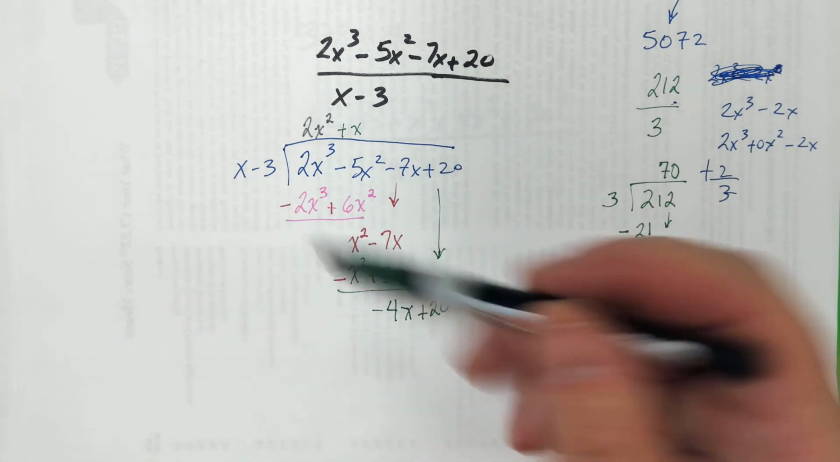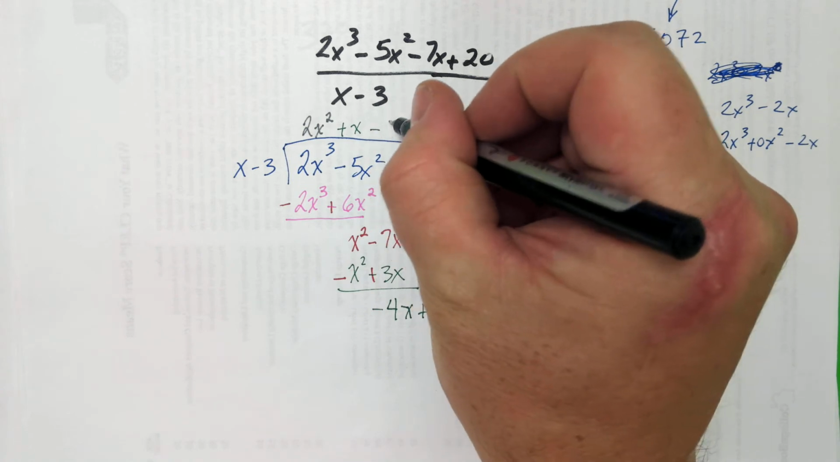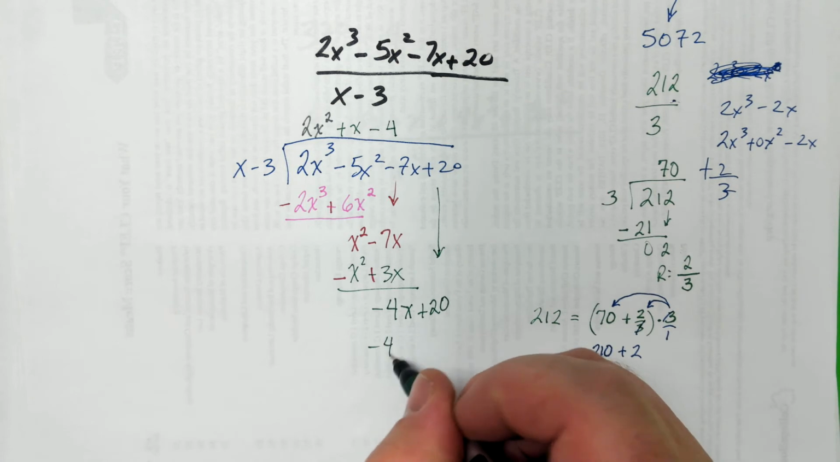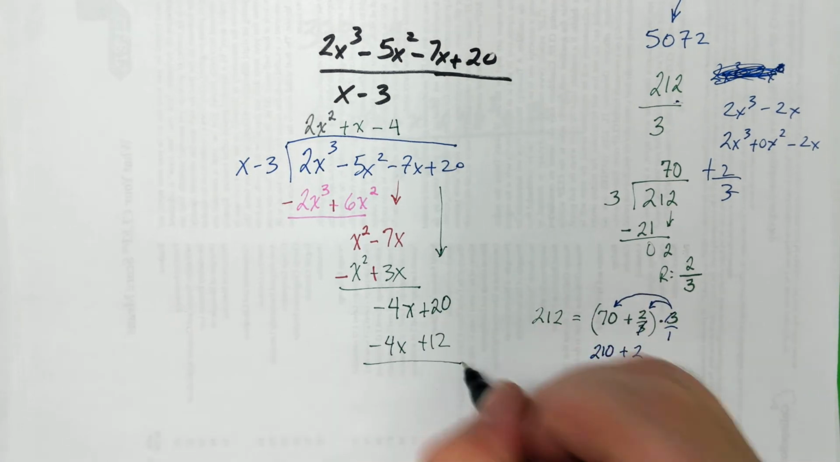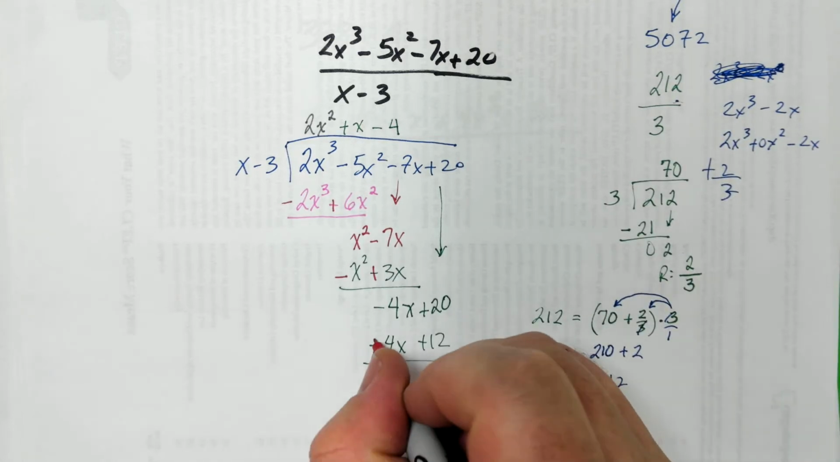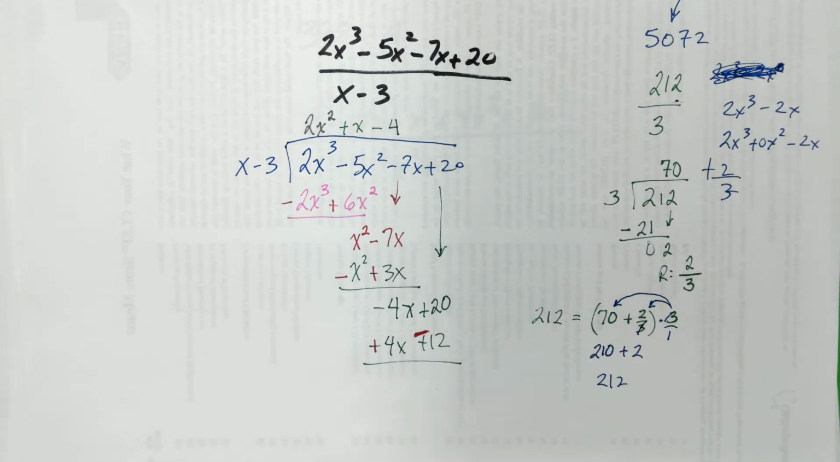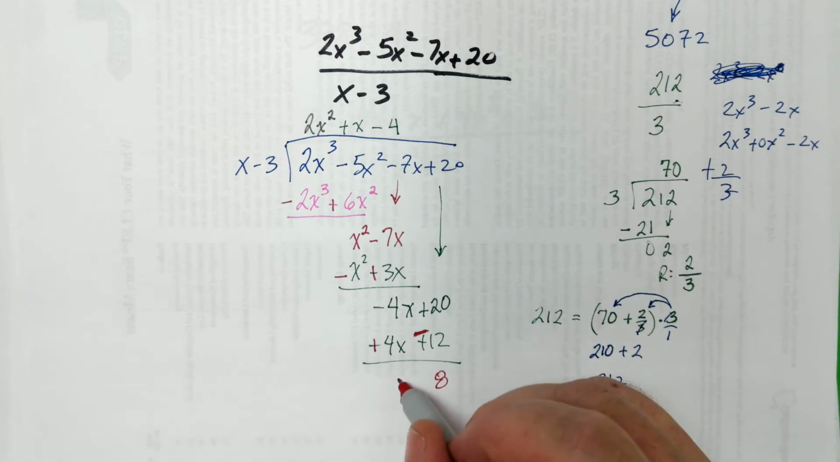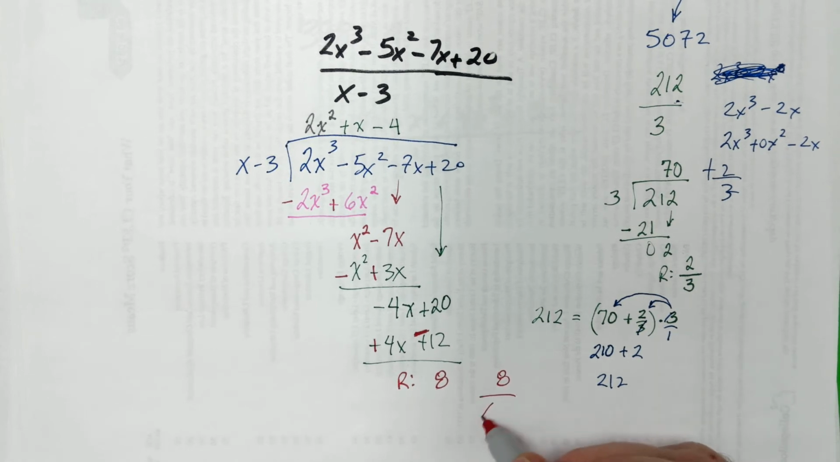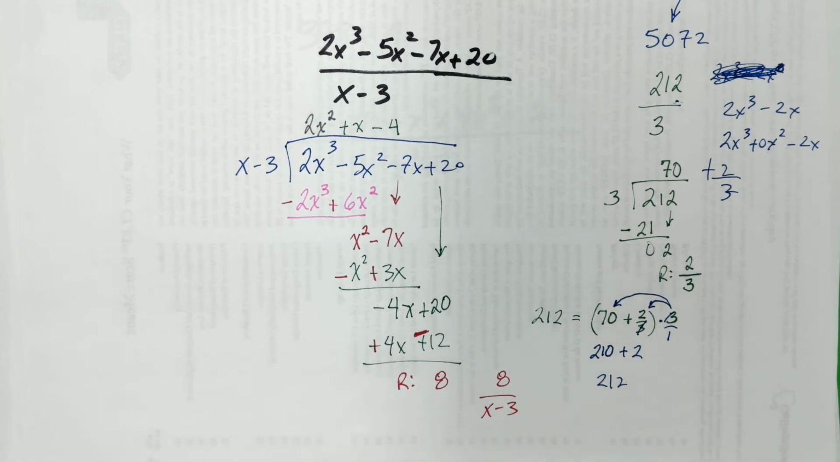Now, x times what is negative 4x? Negative 4, correct? Okay. Negative 4 plus 12. Change the signs. And now this sign's trickier to change because it's a positive. You see what? Yeah? 8. That's my remainder. But in actuality, the remainder is 8 over x minus 3. Okay.